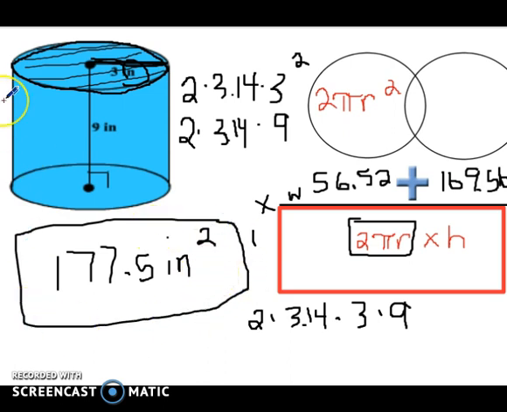Now, I kind of did that the slow way. Let's do it the fast way. We're going to find the area of our 2 circles. So we're going to multiply 2 times pi times this radius squared, and we get 56.52. Then I'm going to multiply the circumference of my cylinder times the height. So I do 2 times pi times the radius, which is 3, and then I multiply that times the height, and I get 169.56. And when I add those 2 together, I get 177.5.